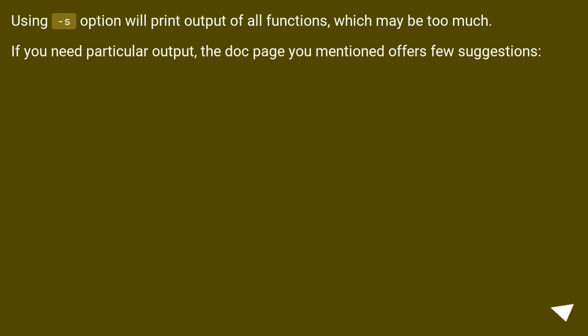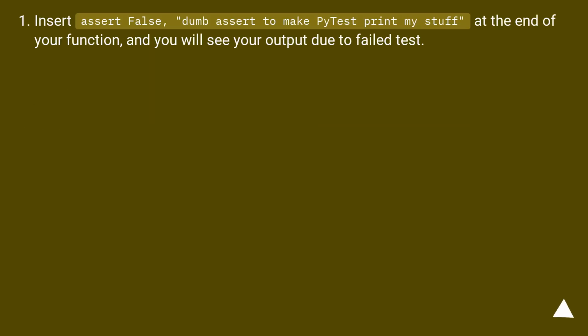Using the -s option will print output of all functions, which may be too much. If you need particular output, the doc page you mentioned offers few suggestions. Insert assert False, a dumb assert, to make pytest print my stuff at the end of your function, and you will see your output due to the failed test.